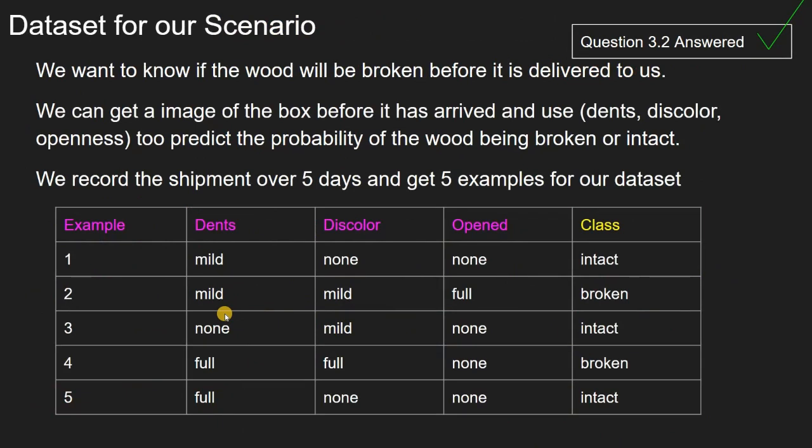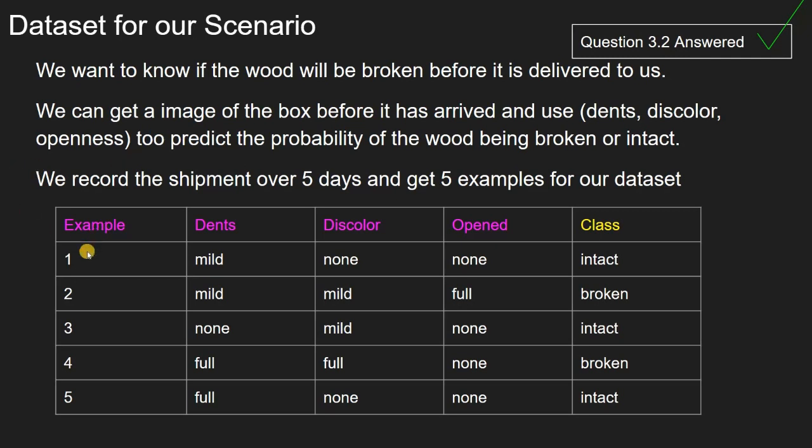All right, so the data set for our scenario. We want to know if the wood will be broken before it is delivered to us, because if it's broken, we want to send it back. So we can get an image of the box before it has arrived and use it to measure the dents, the discolor and the openness of the package to predict the probability of the wood being broken or intact. Say we record the shipment of our packages over 5 days and get 5 examples for our data set.